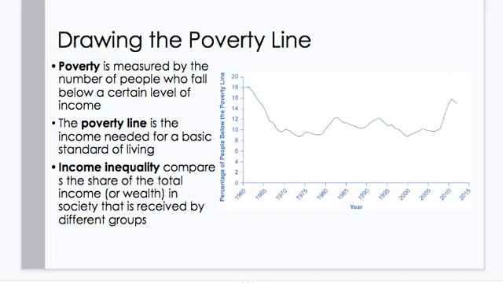Poverty is measured by the number of people who fall below a certain level of income. The poverty line is the income needed for a basic standard of living. Income inequality compares the share of the total income or wealth in society that is received by different groups. You can see how it has changed over time.